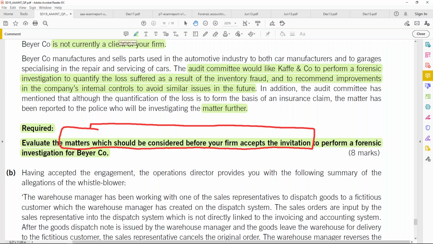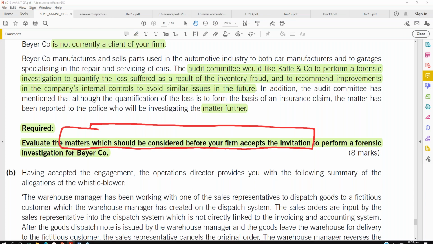Will you also seek clarity on your scope? I think the scope given in the exam paper is to quantify the loss and to recommend improvement. But should you ask the audit committee, do you need anything else or is that it? Or do you want us to identify who did it and how it happened? Or you just want us to tell you what is the loss?